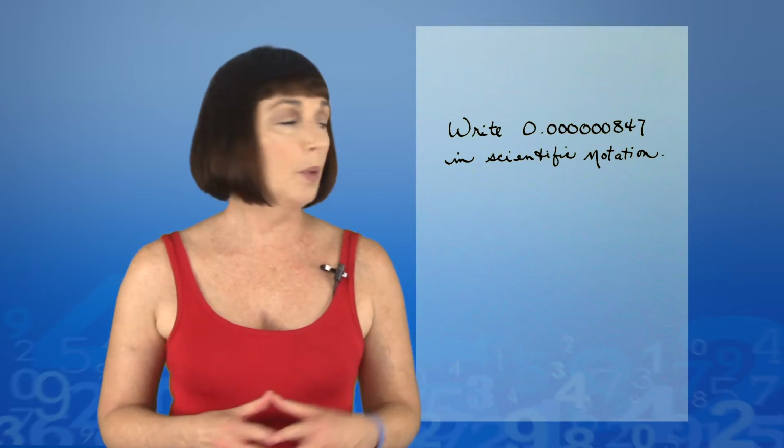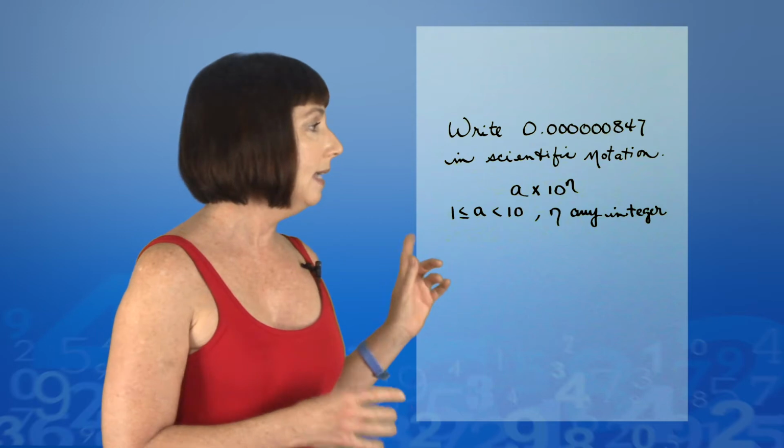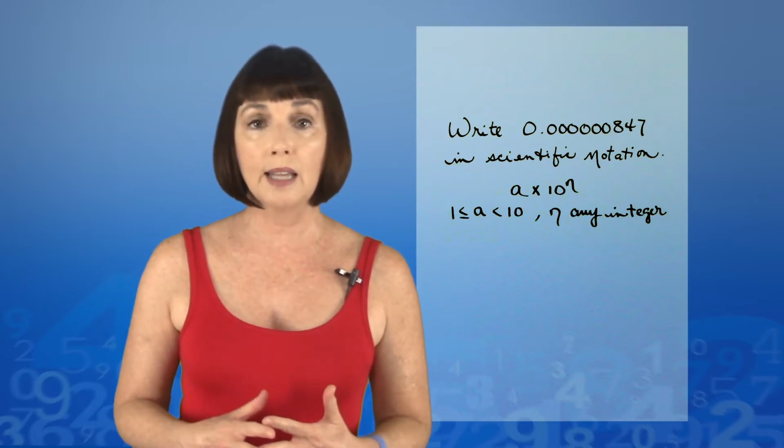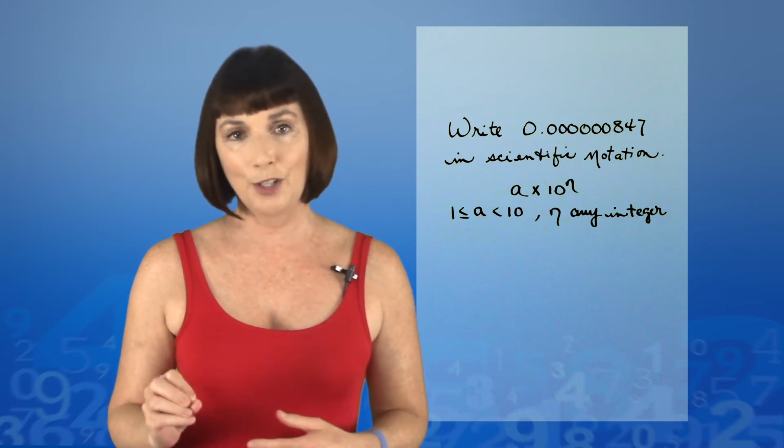Write 0.000000847 in scientific notation. So we'll remember that the form of scientific notation is a times 10 to the power of n, where a is greater than or equal to 1 and less than 10, and n is any integer.